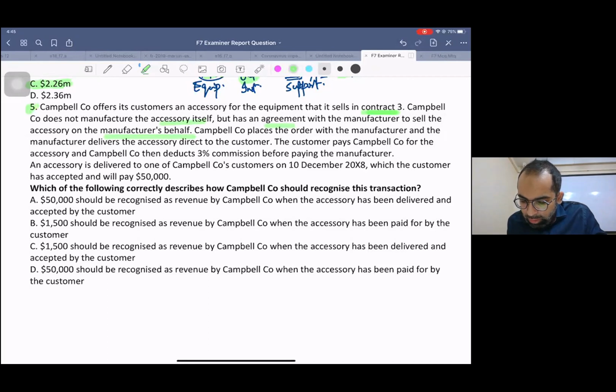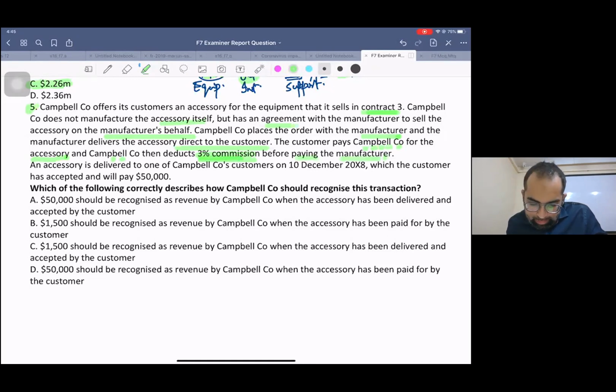Campbell Company places the order with the manufacturer and the manufacturer delivers the accessory direct to the customer. The customer pays Campbell Company for the accessory and Campbell Company then deducts 3% commission. So see this line. This commission clearly indicates we are agent before paying the manufacturer.